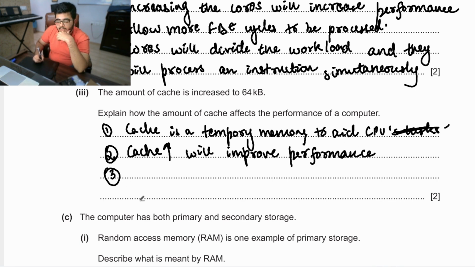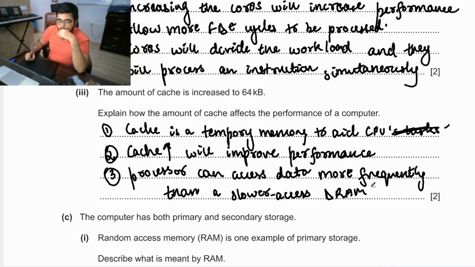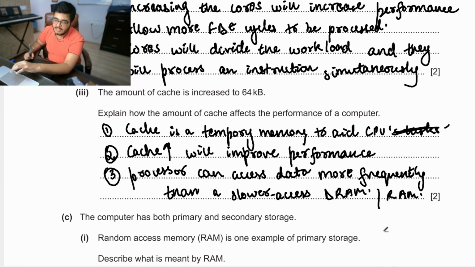right? Third point, instead of having to access the data from a slower RAM, increasing the cache will increase the performance, right? Why will it increase the performance? Because more cache means that the processor can access more frequent data. So if the cache is increased, the processor can access data more frequently than a slower access DRAM, or you can simply say a RAM, right?